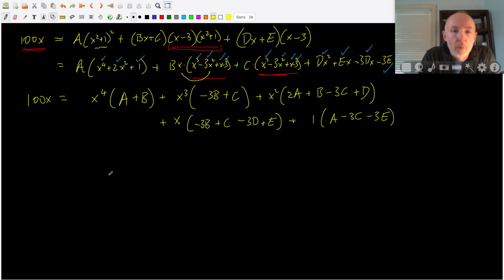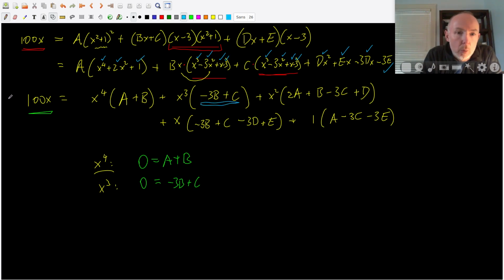And so what I can do is compare the coefficients of x to the 4. When I look on the left here, I have no x to the 4s, so I'm going to write 0. But when I look on the right, I've got a plus b x to the 4s. When I look at the x cubes, on the left I have none of them, and on the right I have minus 3b plus c of them. I'm literally just saying the coefficients have to be the same. That number must be equal to the number of x cubes I have on that side, which was none of them. And then I'm going to look at the x squared.